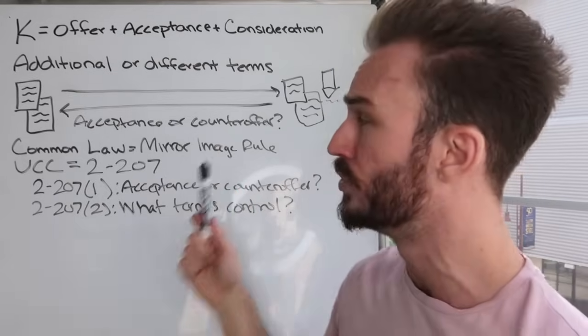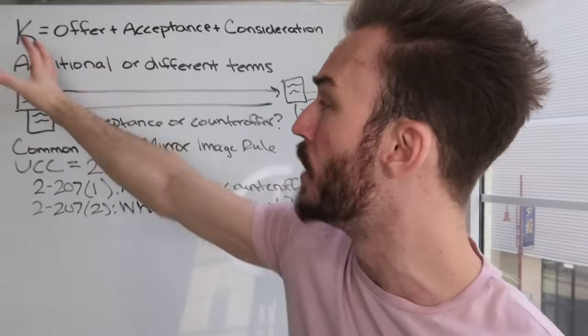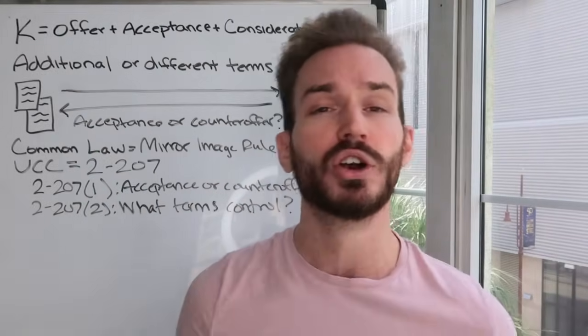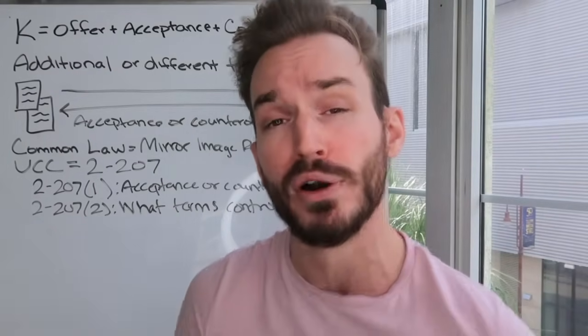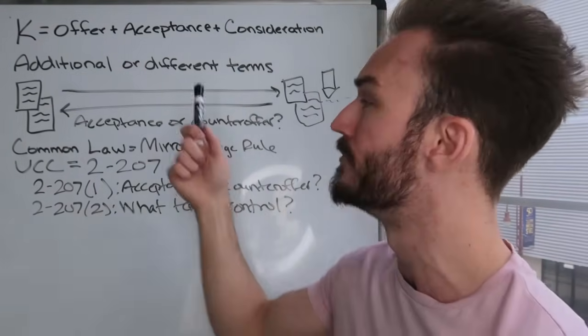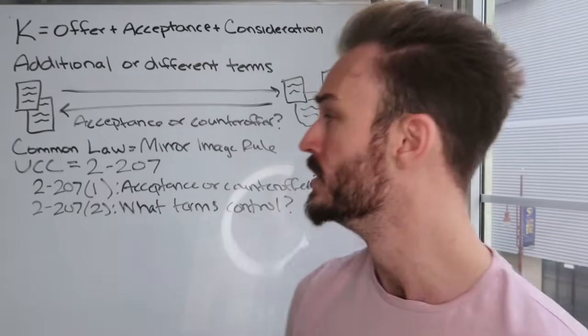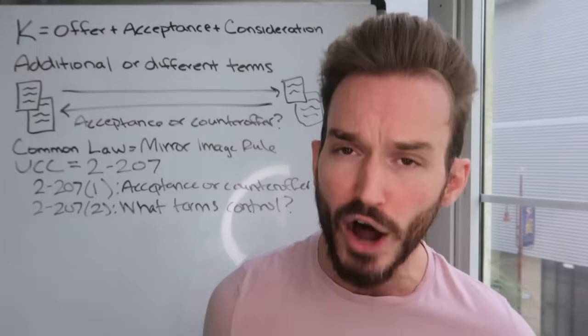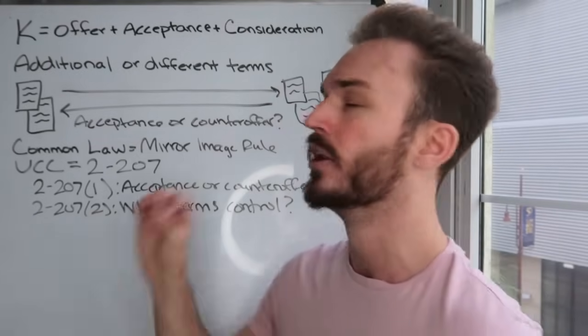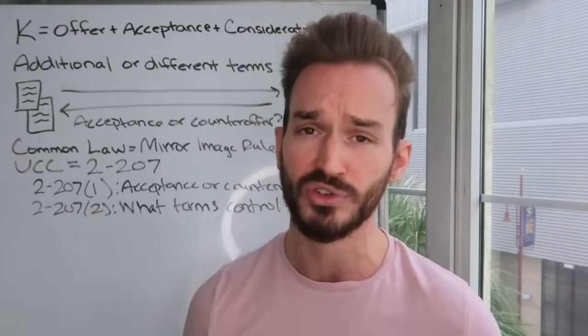That's the mirror image rule. Remember, mirror image rule, you just look at both sides of the deal. If there's any difference, right, any additional or different terms, then you don't have a perfect mirror image. It's a counteroffer, not an acceptance. No problem. UCC 2-207 comes along and says, let's make this a little bit softer. Let's soften that blow a little bit. Let's allow some additional or different terms to come in.